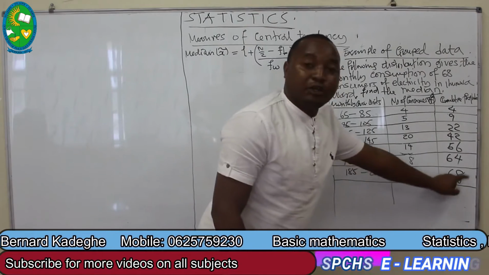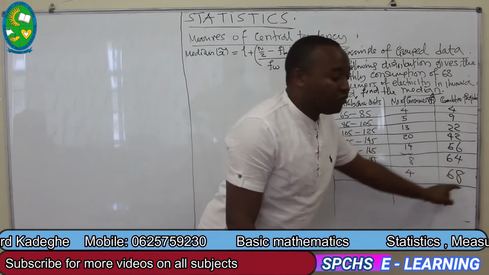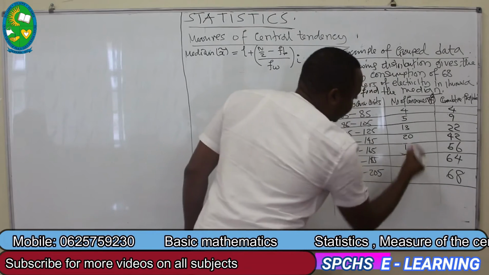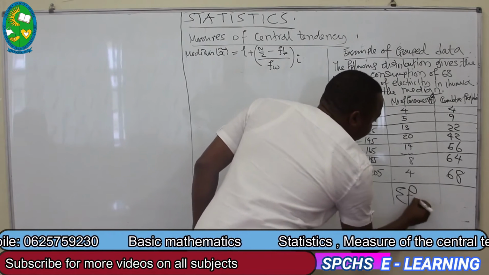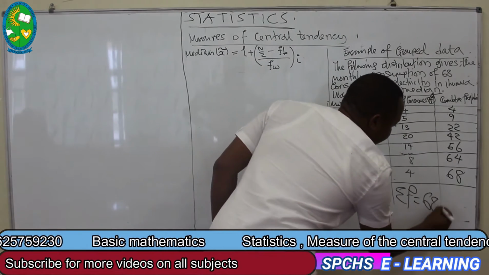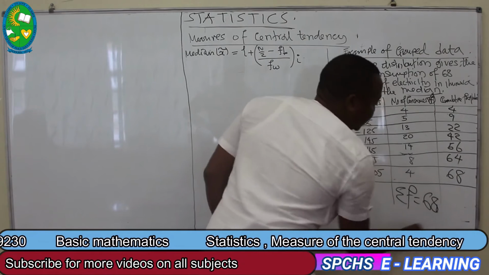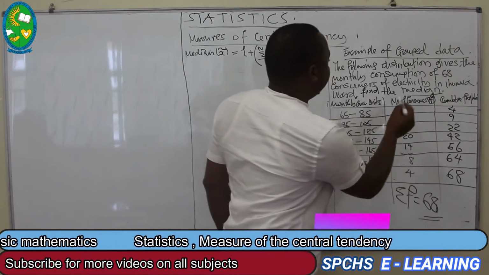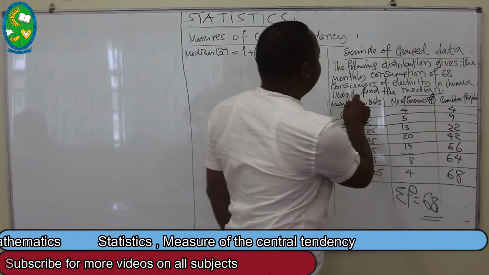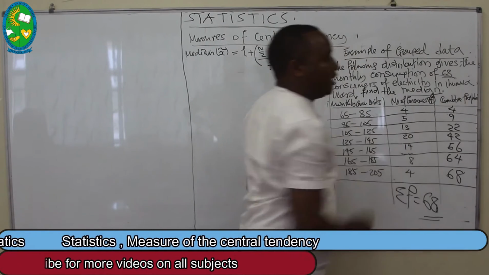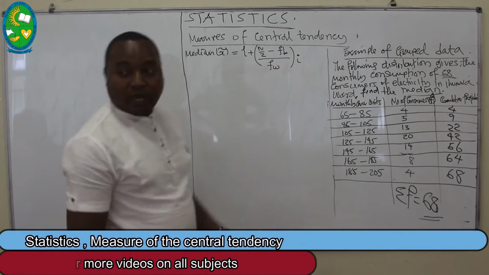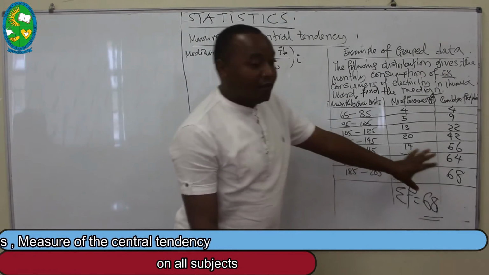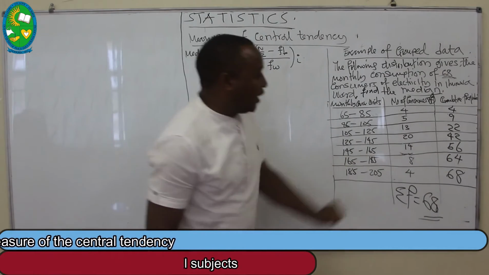So this cumulative frequency gives you the total frequency, or we call it n. So the total frequency here is 68. And this confirms that you are given the monthly consumption of 68 consumers. So we have the total frequency of 68. This proves that our calculation is okay.